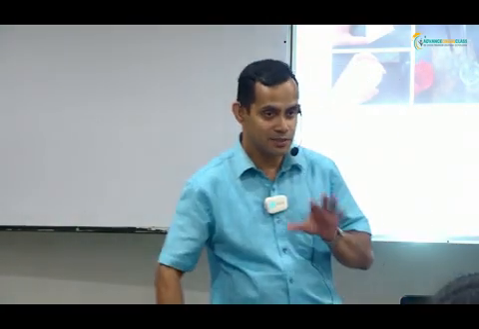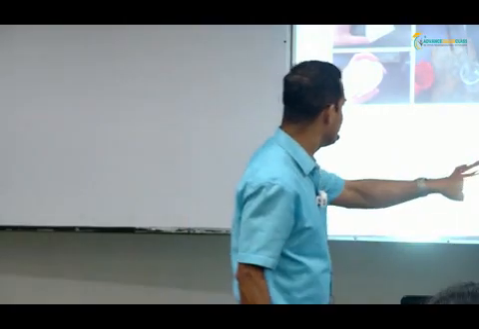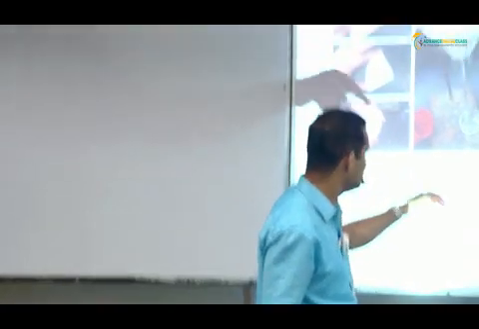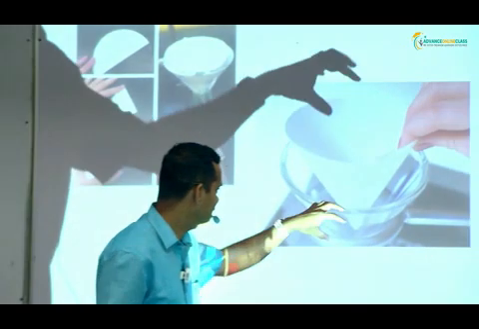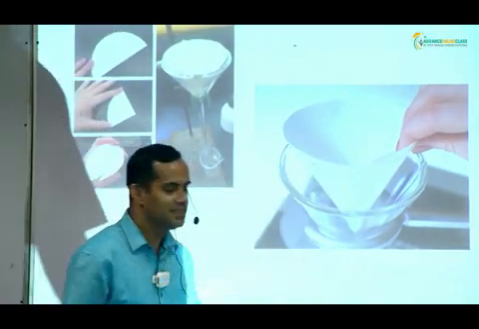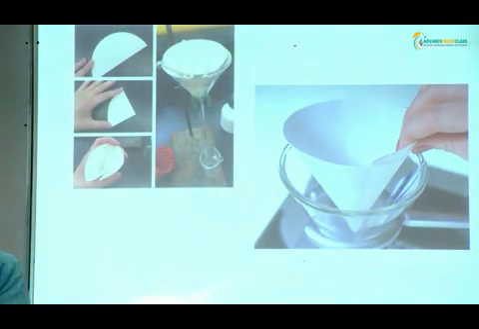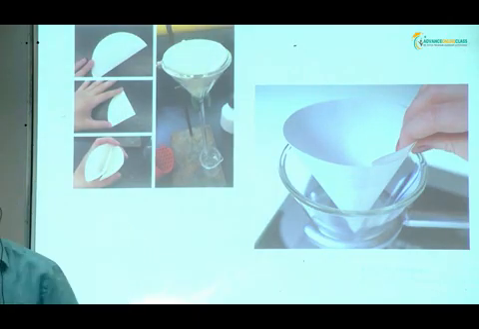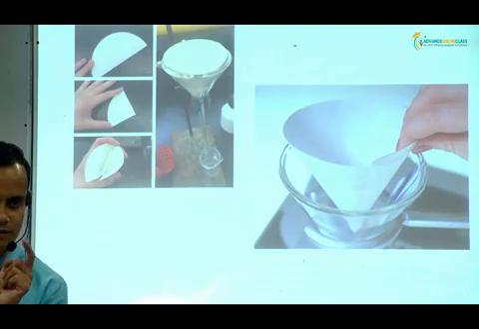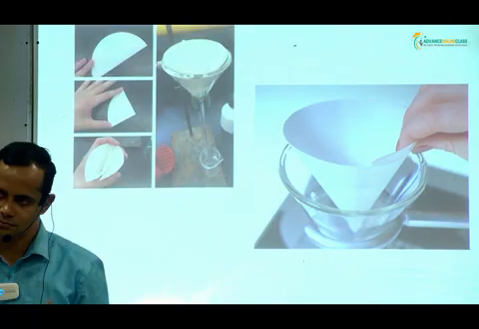When we want to filter something in a school lab, we don't have any filters, but we have funnels, we have filter papers. Filter paper we fold like a cone like this, and we place inside the funnel and we pour our mixture into this. Filter paper has small size holes. Through them, the smaller particles can go, large particles can't go. Very simple filtration. So what is the technique used here? Difference in particle sizes. The small particles can go, large particles can't go.